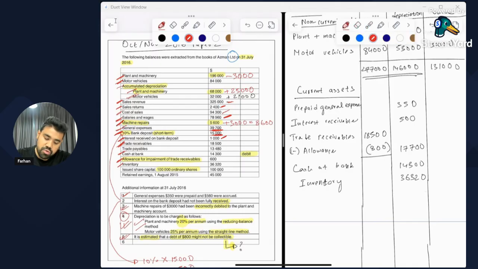So we have got interest receivable. Okay. Interest.